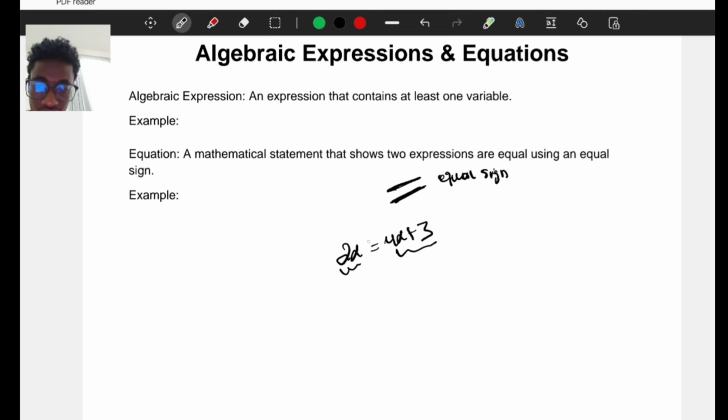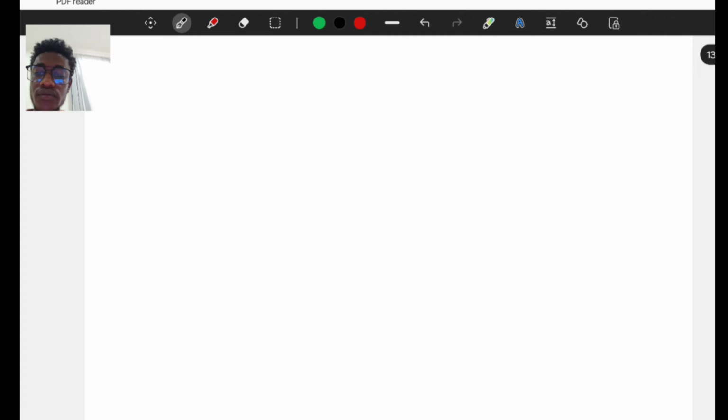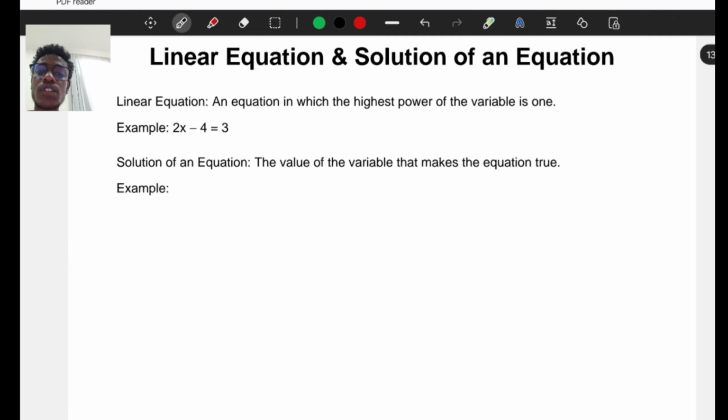These two expressions are connected by an equal sign. If two expressions are connected by an equal sign, that is called an equation. Just if you see an equal sign between the expressions, that's an equation. The other topic is linear equations and the solution of an equation.